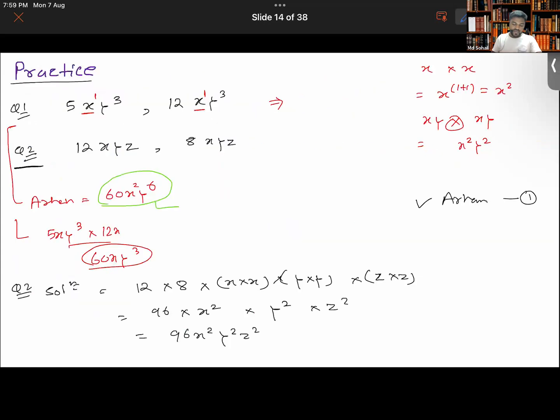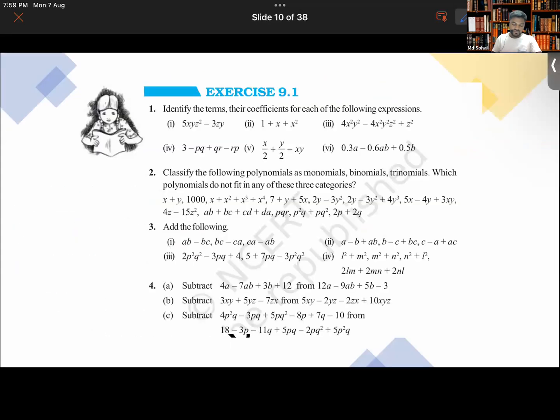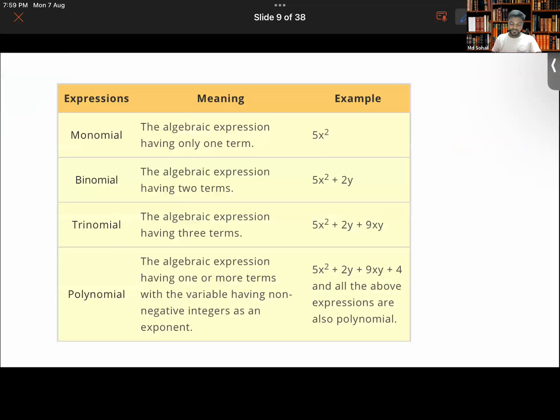Or what if you were to have two terms? Binomial. Arhan and Arham, see here, this expression has got two terms, hence it's a binomial. Or if the expression were to have three terms, it will be called a trinomial.